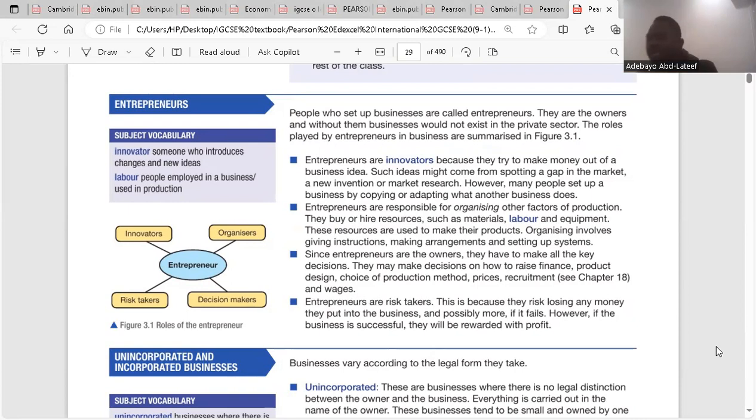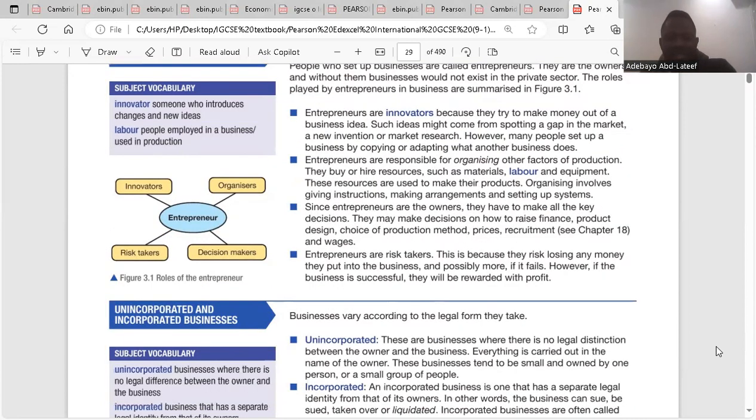Three, they are risk takers. They are risk takers because they put their own money into the business, which might not come back. The fourth one is about decision makers. They are decision makers because they decide the operations of the business. They decide what the business wants to become. That's why we call them decision makers.